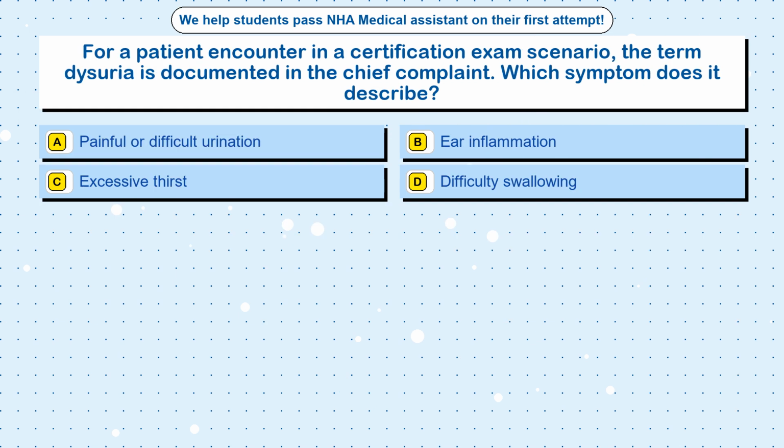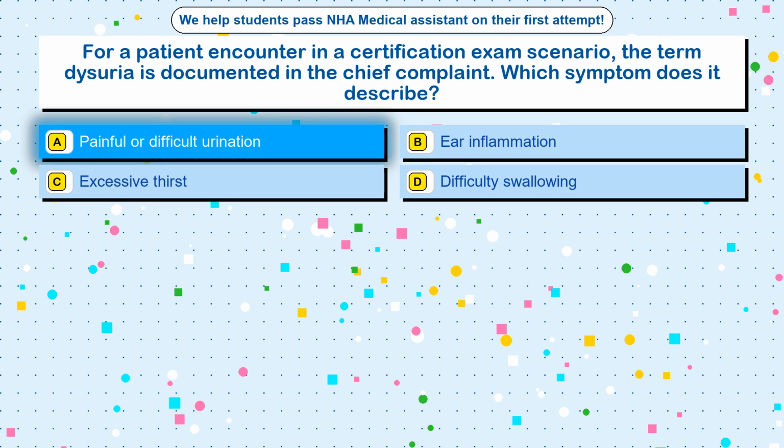Question 13. For a patient encounter in a certification exam scenario, the term dysuria is documented in the chief complaint. Which symptom does it describe? Option A. Painful or difficult urination. Option B. Ear inflammation. Option C. Excessive thirst. Option D. Difficulty swallowing. The correct answer is option A.